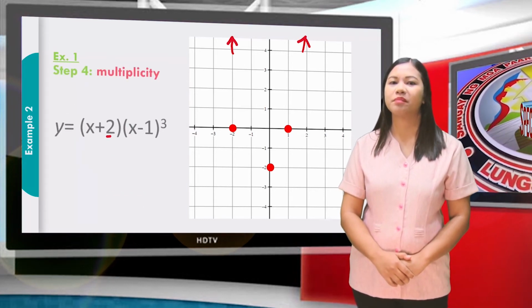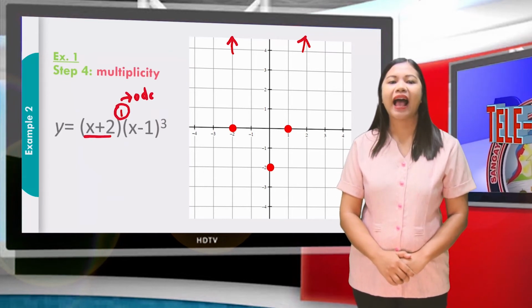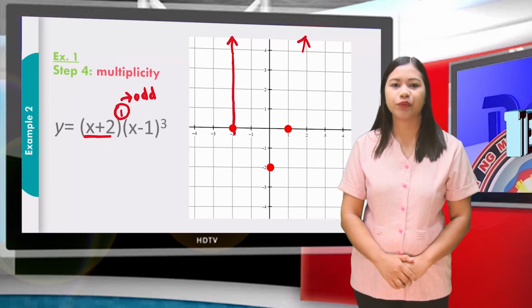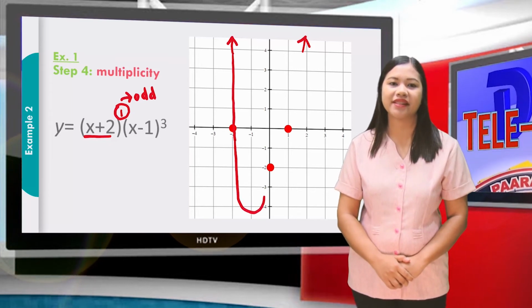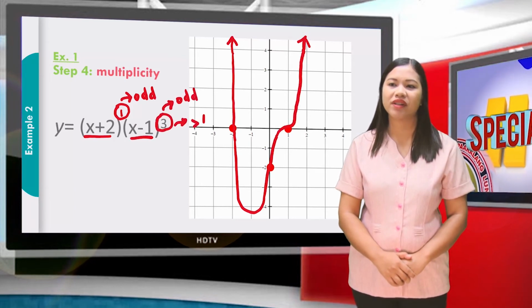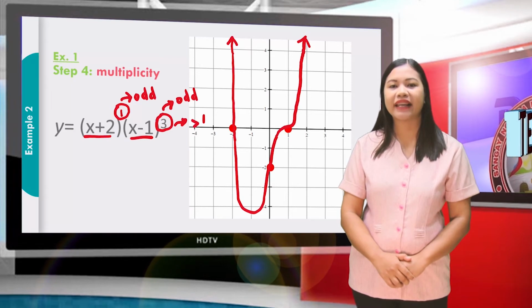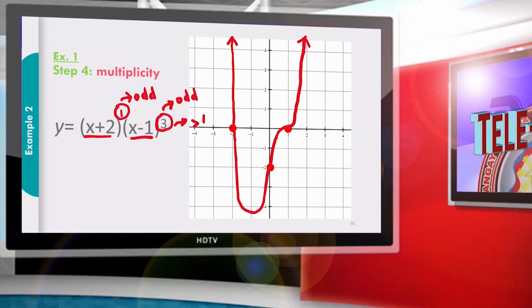Step 4 is the multiplicity of a zero of a polynomial function. At x-intercept negative 2, it has an odd multiplicity. So the graph crosses at x equals negative 2. Then continue to cross at the y-intercept. At x-intercept 1, it has an odd multiplicity. And since 3 is greater than 1, the graph crosses and flattens at x equals 1.